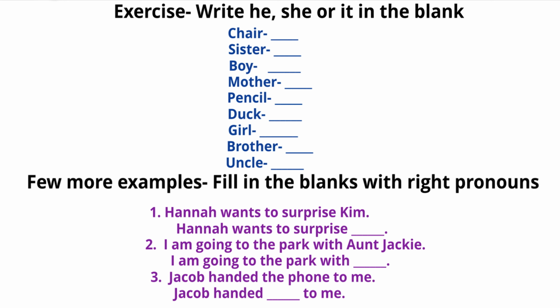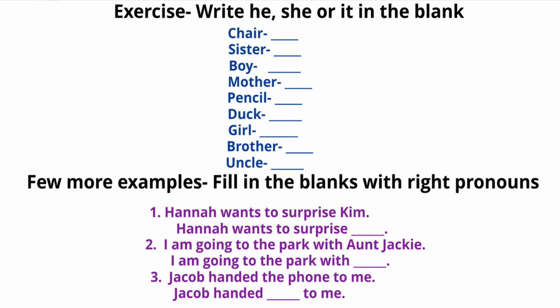Duck. Duck is a bird, right? So it is neuter gender. So what should come to replace the duck? Or what is the pronoun that we use there? Yes, it. Girl is feminine, so she. Brother is masculine, he. Uncle is also masculine, so he. Let's see a few more examples.